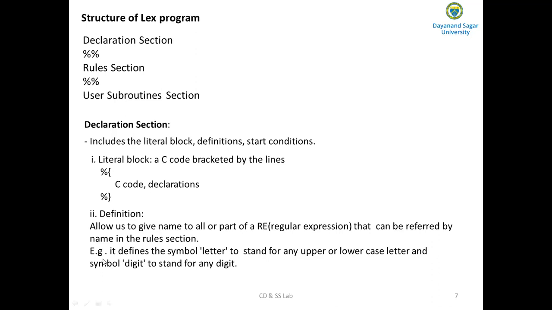For example, it defines the symbol letter to stand for any upper or lowercase letter. So in order to describe a letter, say from small a to z or capital A to Z, you can use the symbol letter, which will stand for any upper or lowercase letter. Similarly, to describe a digit, instead of writing the regular expression 0 to 9, you can declare a symbol like digit, which will stand for any digit within the range 0 to 9.